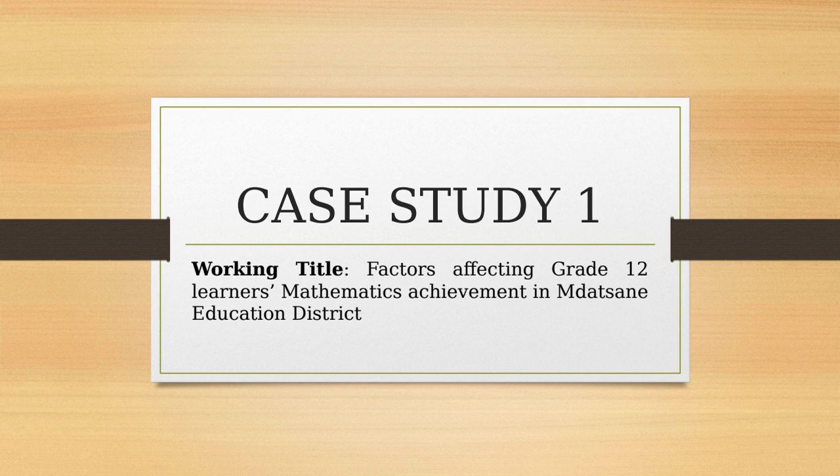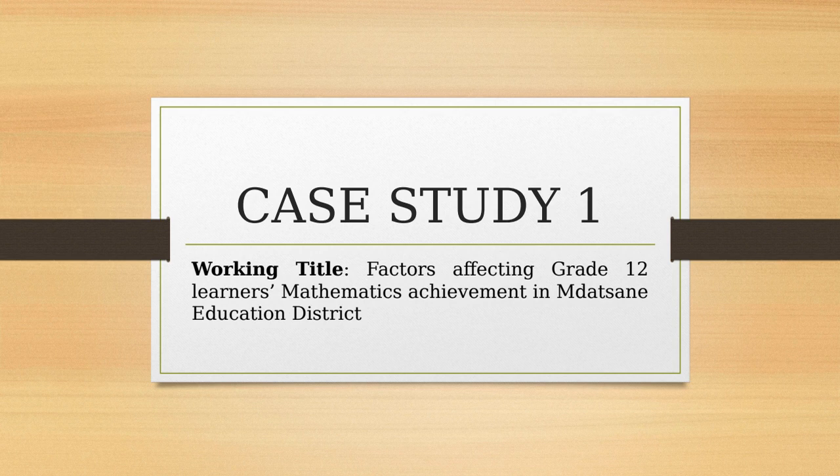And I want to share a case study with you of a topic that we have been using as an example. So we call it working title, or we call it a topic. So here we have factors affecting grade 12 learners' mathematics achievement in Dansanin Education District. Like I told you in the last class, your topic must have three features. Your topic must have the phenomenon. Your topic must have the participant. And your topic must have the site.